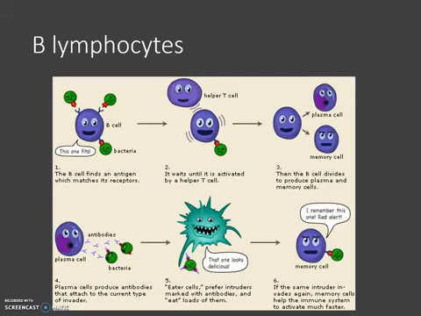So the helper T cell is this intermediate that not only activates the killer T cells, but it also activates the B lymphocytes as well. Once the B cell is activated, it is cloned and it either develops into plasma cells or memory cells. So we'll take a look at the plasma cells first.